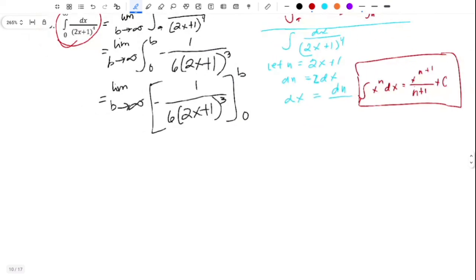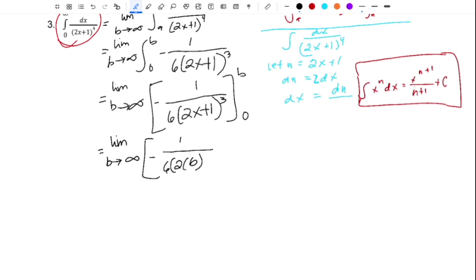Let us perform the upper minus lower limit, as b approaches infinity. We have negative 1 over 6 times (2b plus 1) cubed, minus, for the lower bound 0, negative 1 over 6 times (2 times 0 plus 1) cubed.